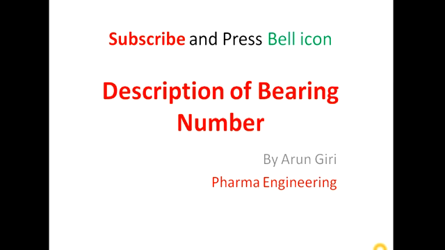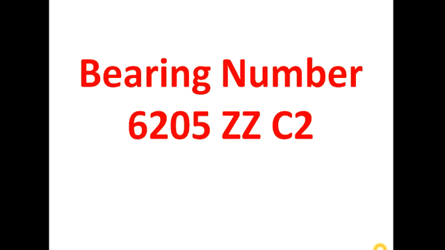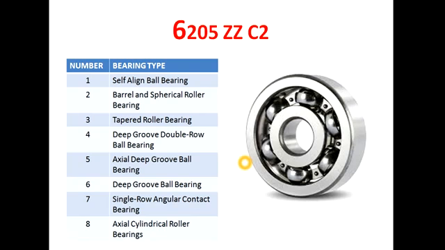Already I have recorded this video in Hindi. Now I am recording this video in English language. So come on, let's see what is the description of bearing number. I have taken one bearing number 6205 ZZ-C2. We will see each number of this bearing and see its description in detail. So come on, let's see.